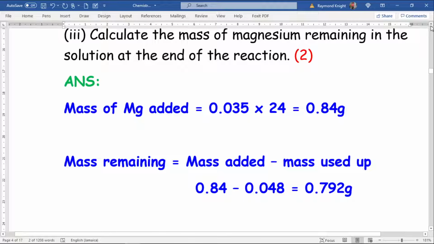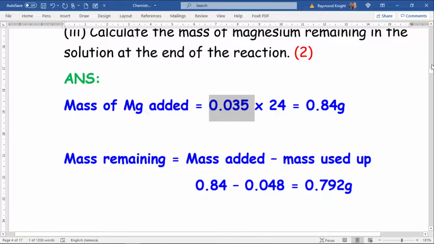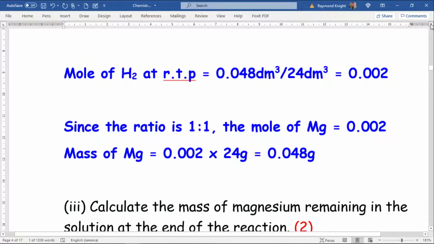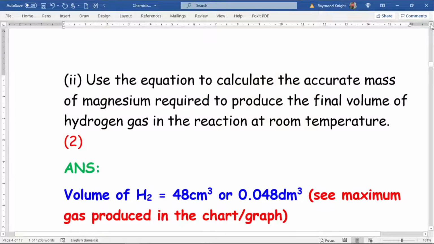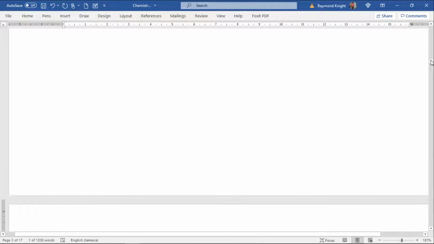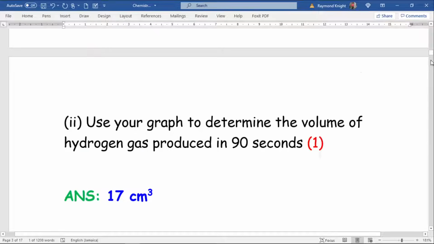Now, again, I just want to point out this value, 35, right here, because you may ask where this number popped up from. Let me remind you of the question. They gave us the moles of magnesium used, or magnesium added. Let me quickly go back to the question. I don't want you to miss it at all.